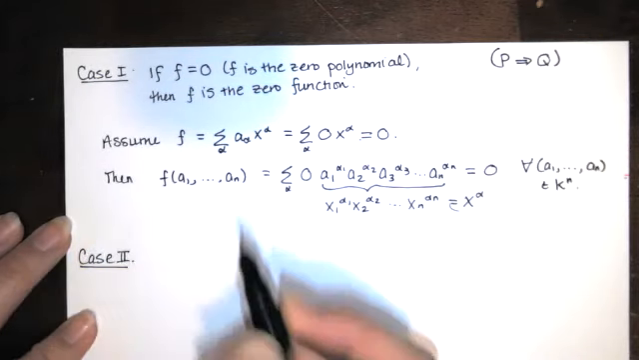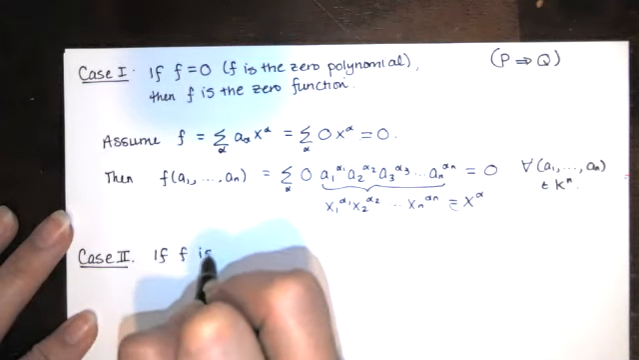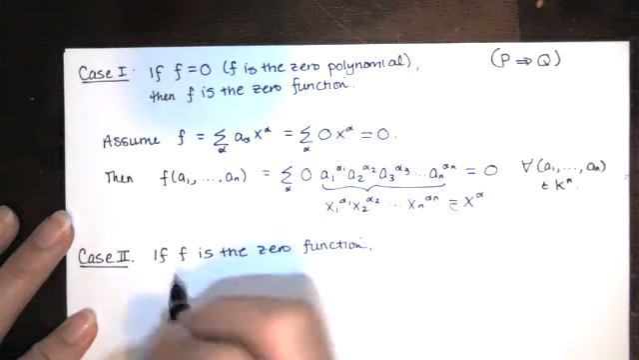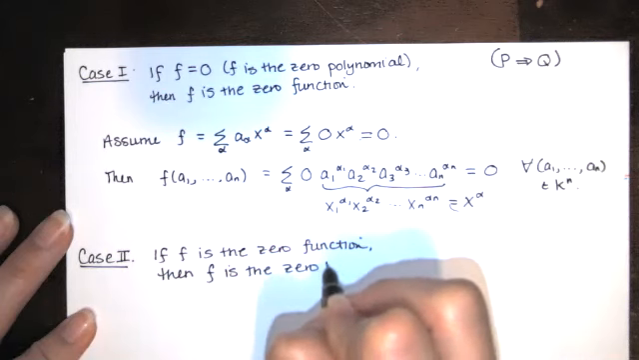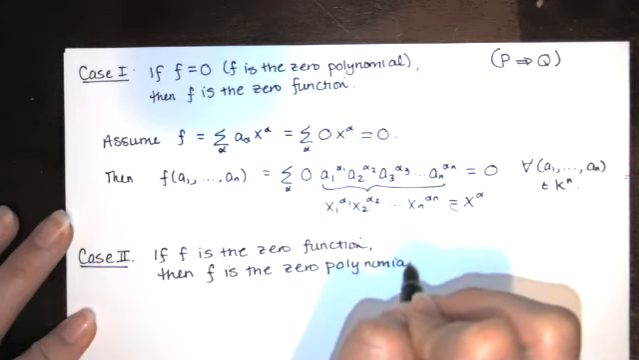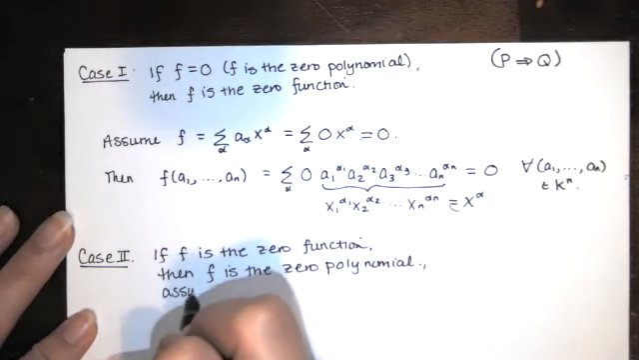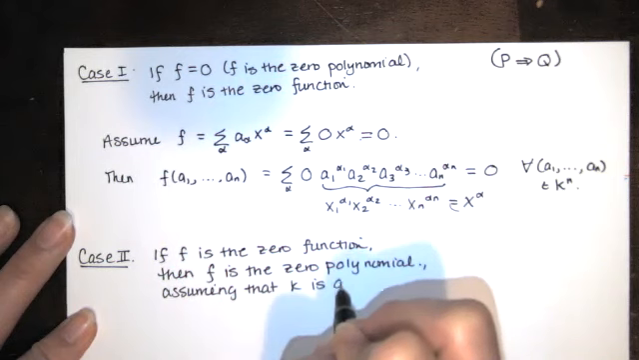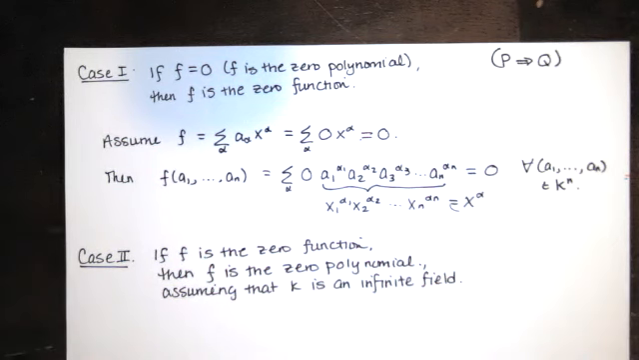Now the second case is to go the other way. This one's going to take a little bit more time. It says, if F is the 0 function, then F is the 0 polynomial. And of course, in both cases, we are assuming that K is an infinite field, so it satisfies all of the field axioms, and it has infinitely many elements.